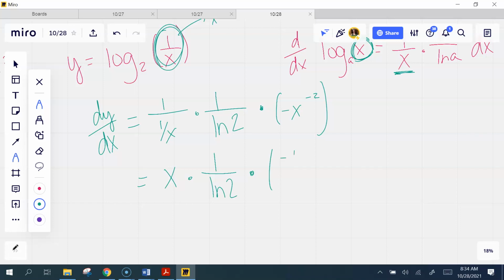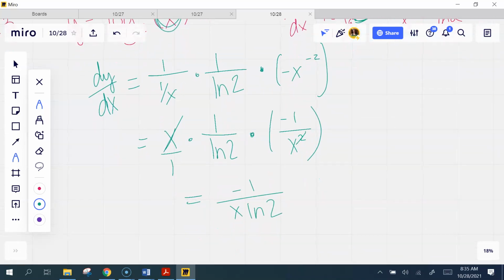I'm going to make this negative 1 over x squared. One of the x's, yes. So I end up with negative 1 over x times log 2, because they're top and bottom, and because this little sign right here is not a plus, right? Properties of exponents: if it's a negative exponent, you can move it and make it positive. What if I put that x after the log? If it's positive, it doesn't matter.